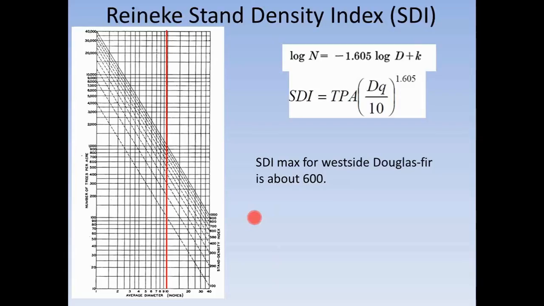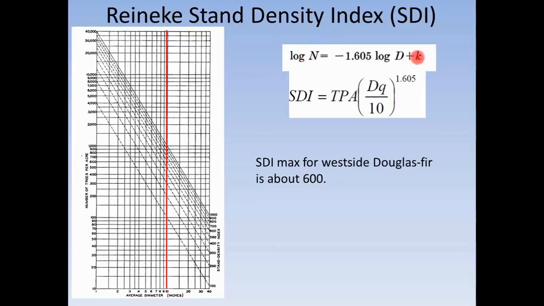Okay, let's switch to the next one. Now we're going to look at the Reineke stand density index. And it's really an interesting approach. It's sort of a mystery in forest mensuration why this works. But basically there's this simple relationship between average diameter, actually quadratic mean diameter, QMD, and number of trees per acre. The trick is, though, they both have to be on a log scale.